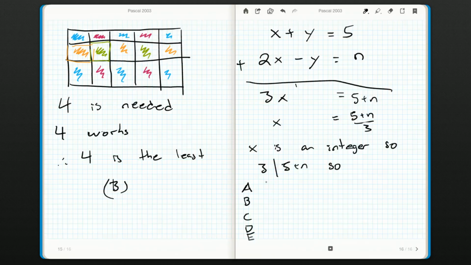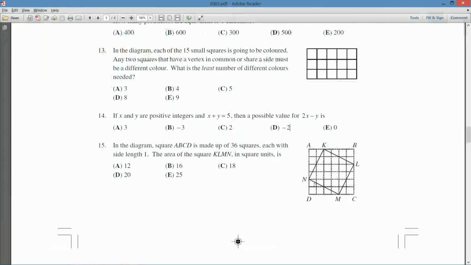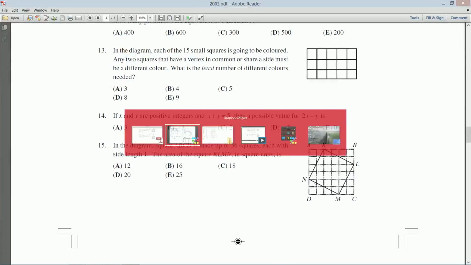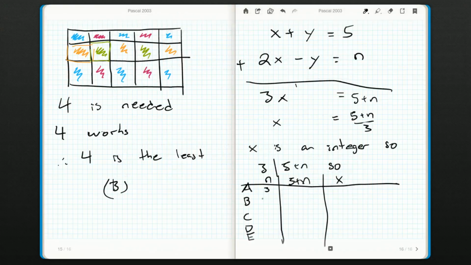So I'll make a little chart of what my n should be, what 5 plus n is, and what my x is to make sure that it's positive. And hopefully only one of these will work. Otherwise, we should go back and try and find some more information. So 3, negative 3, 2, negative 2, and 0. So in this case, 5 plus n is 3 plus 5 is 8. And x is, it's not going to be an integer. Okay? 3 doesn't divide 8.